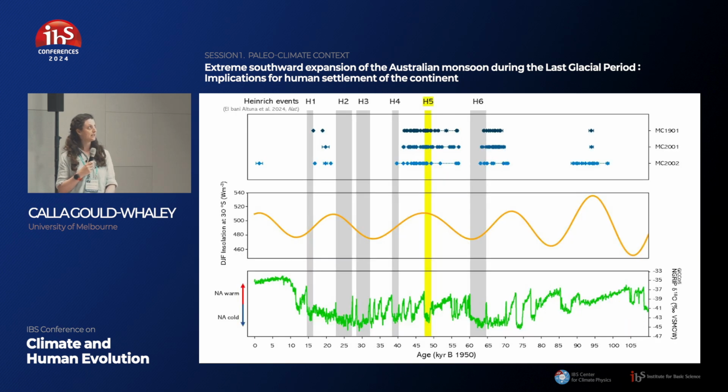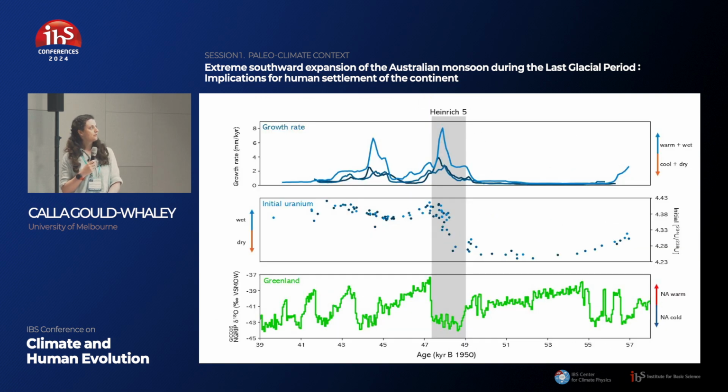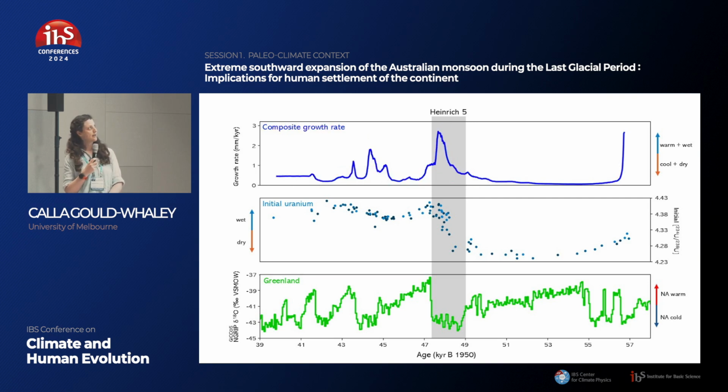So we zoomed in, and we have all three pendulites growing during Heinrich 5. Our results from Heinrich 5 show increases in the growth rate in all three speleothems and increases in the initial uranium isotope activity ratios in all three. And this is just a composite growth rate record from the three pendulites. So we interpreted these results as indicative of warmer and wetter conditions at the study site during Heinrich 5.